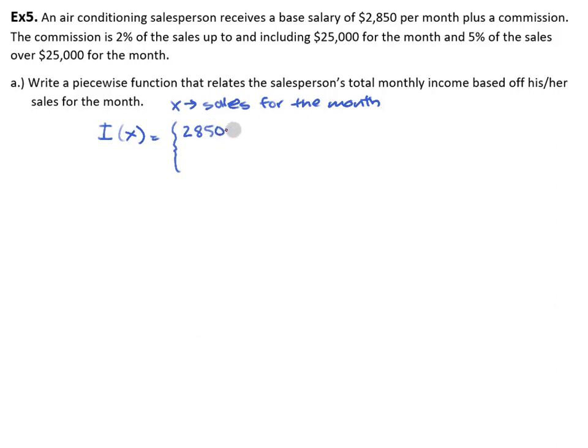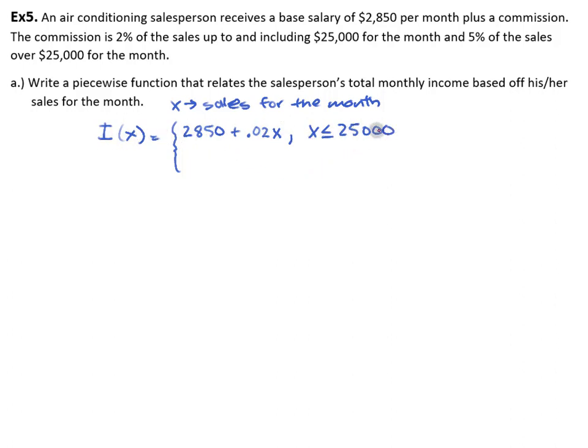They're going to be at $2,850 plus 2% of their sales, we'll say. So to find 2% of something, you would multiply it by its decimal value, 0.02. And since sales is x, 0.02 times x. However, we only use this equation when my sales, in this case x, is less than or equal to, because it's up to and including 25,000.